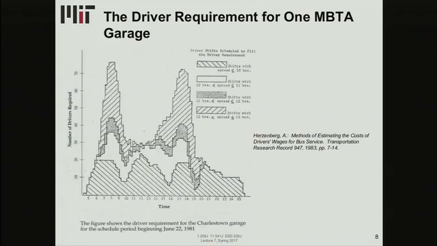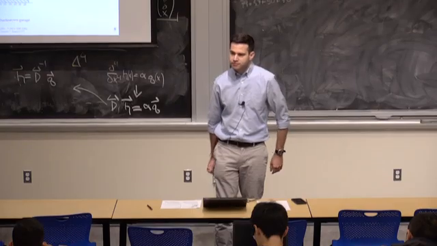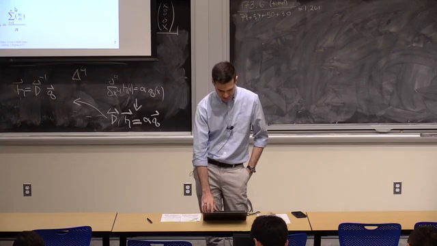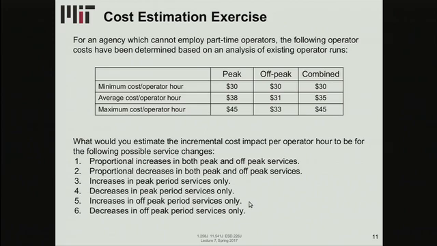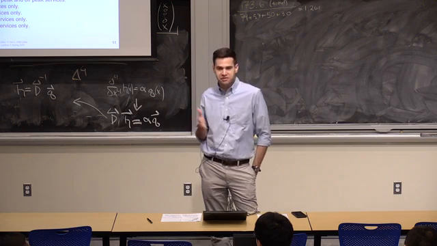Okay, increases in off-peak period services only. So now we're leaving the peak where it is, and we're increasing service off-peak. So here and maybe at night. Is it decreasing or increasing? Increasing. Let's start with increasing. Maybe minimum off-peak. Okay, that's actually the high end of what it could be. So, of the cells here, yes, that's the one that you should pick. You should use the minimum of peak.